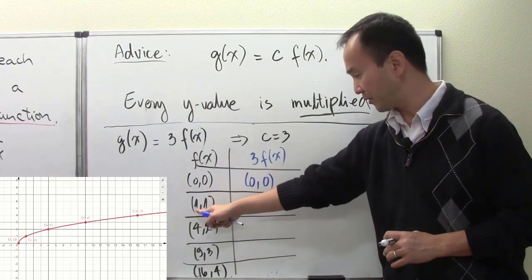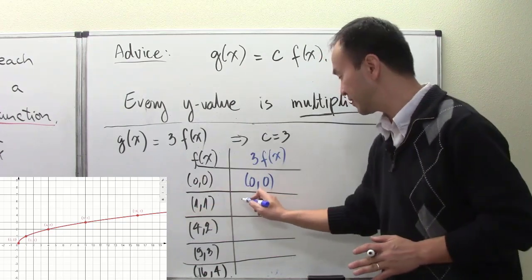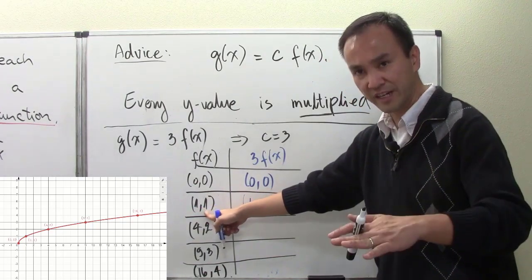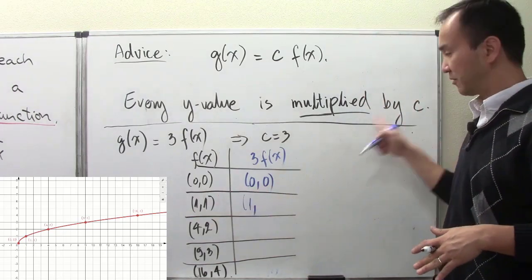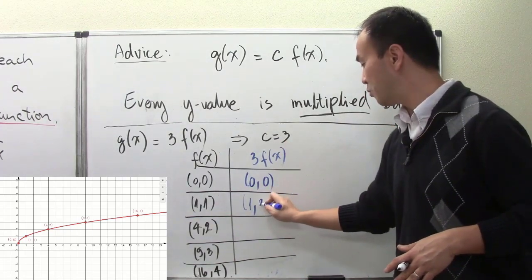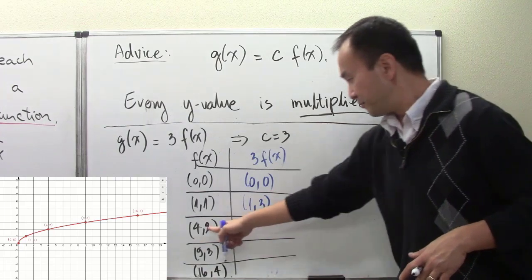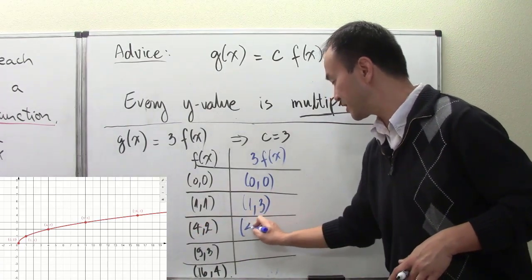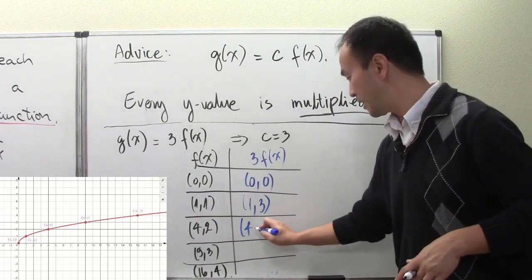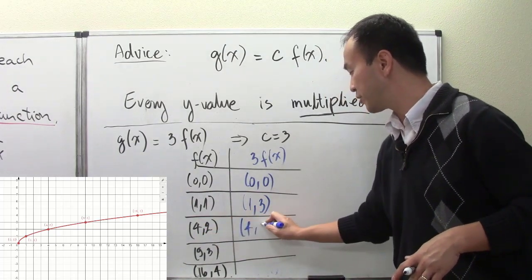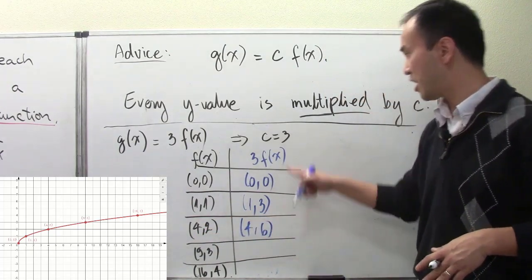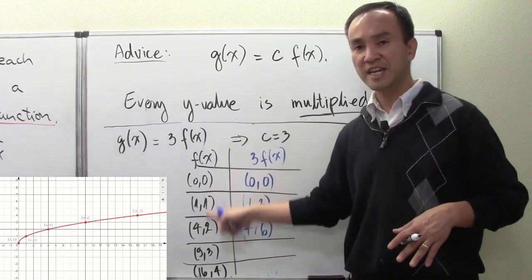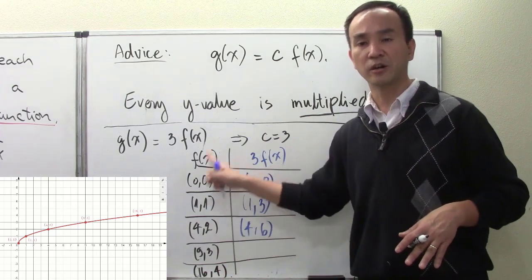Moving on, (1, 1). The 1 for x doesn't change, it stays the same. The 1 for the y value gets multiplied by c, which is 3 in this case. So (1, 3). Then (4, 2): 4 is the x value and it stays the same. But 2 is multiplied by 3, which gives us 6, because once again every y value is multiplied by c. So needless to say, the y values here are multiplied by 3.